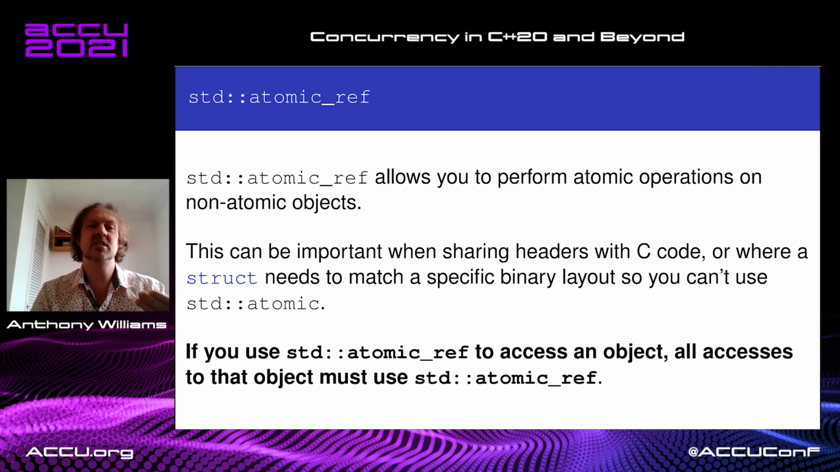But the important thing to remember is that whilst you have any standard atomic ref objects that refer to a given non-atomic value, all accesses to that variable must use the atomic ref. You can have multiple atomic ref objects that refer to the same object, and that's okay. But you can't have standard atomic ref referring to my int and then just access the raw int with another thread. That is a data race. That is undefined behavior. Everything will potentially go wrong. Don't do that.